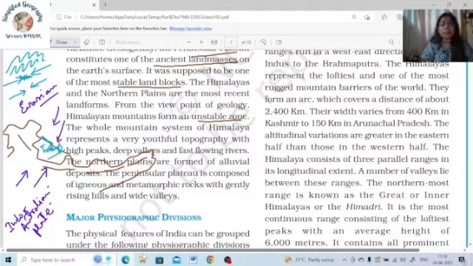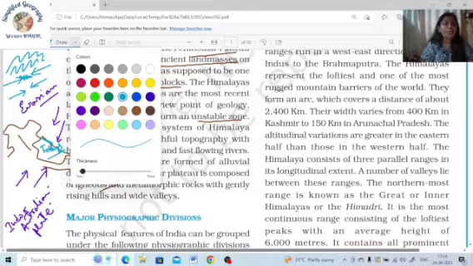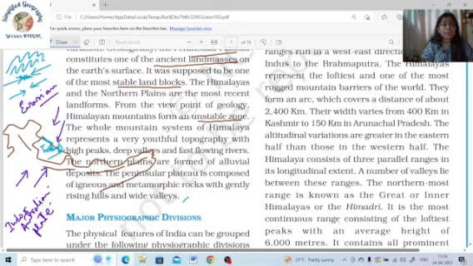The northern plains are formed of alluvial deposits. Now, how come we say that the northern plains are formed by alluvial deposit? Because the rivers which are coming from the mountain are cutting and moving forward. And what happens to these cut materials? They are transporting and then depositing somewhere in the lowland.